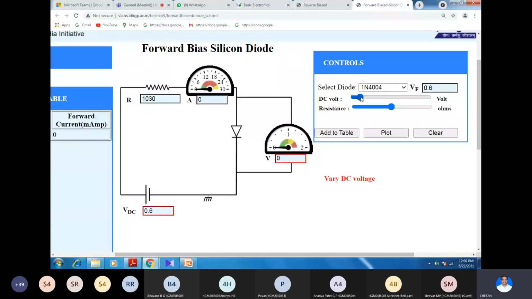So it is around 0.6. So again I will add this to the table. Next, one more value. So again I will add this to the table. Next I will give one more value. So I will add that to the table, right? One more value for DC voltage. I will add that to the table. So what I am doing now is constructing the forward characteristics.